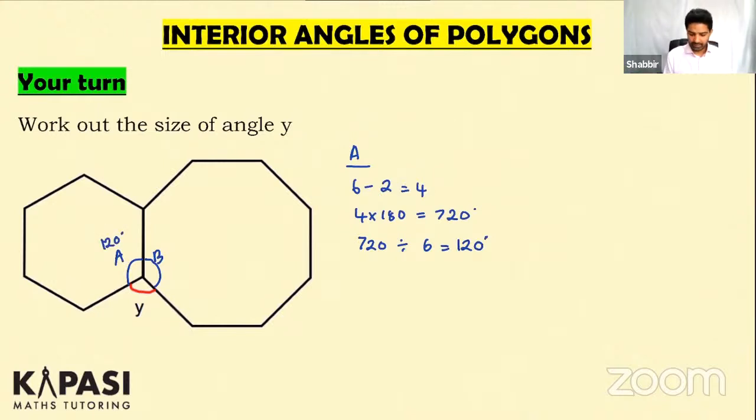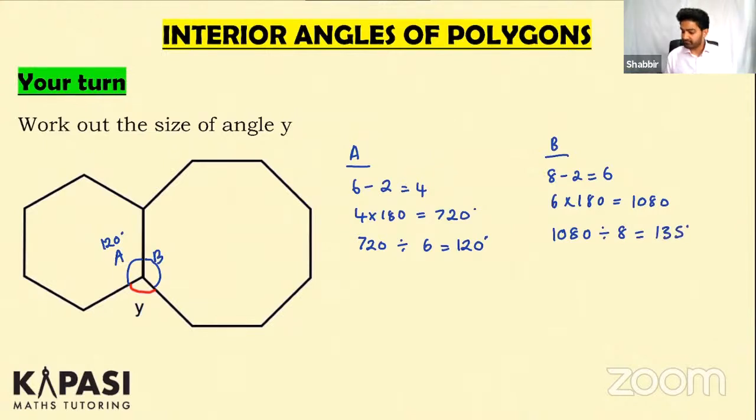And now I'm going to work out B in the same way. This time it's an 8-sided shape. So 8 take away 2 is 6. 6 times 180 is 1080. And then divide that by 8 to give me one of these angles, which is 135 degrees. So B equals 135.